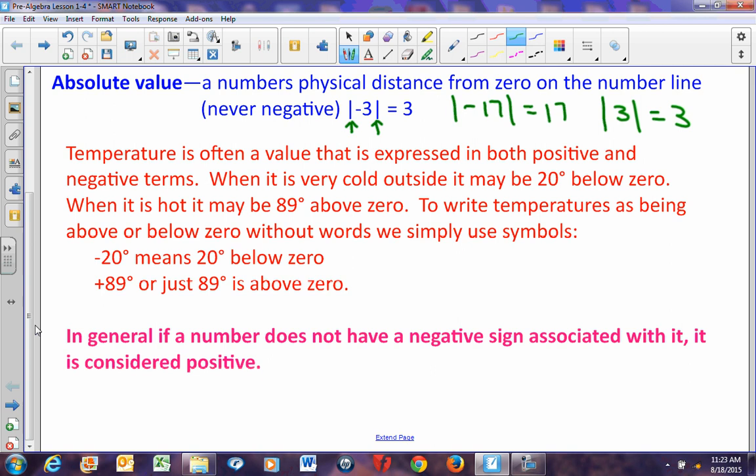If I say 72, that means it's positive 72. I don't have to write positive 72. But if I write negative 46, that means it's negative 46 or minus 46. If a number is negative, there'll be a negative sign in front of it. If there's no sign in front of it, it is assumed to be positive.